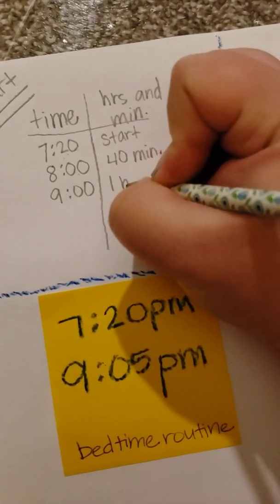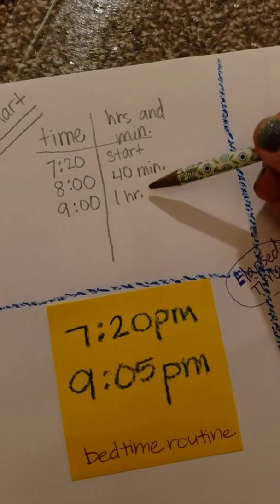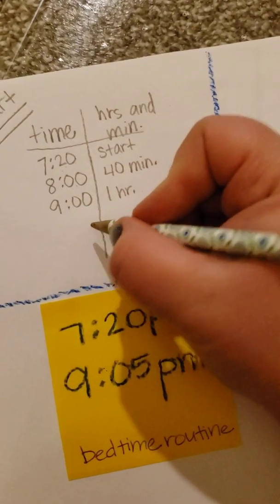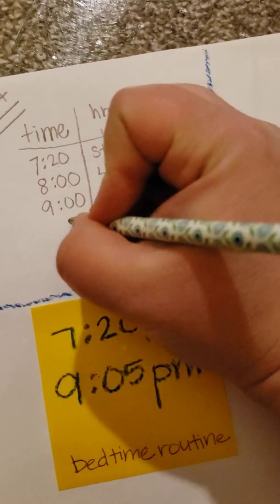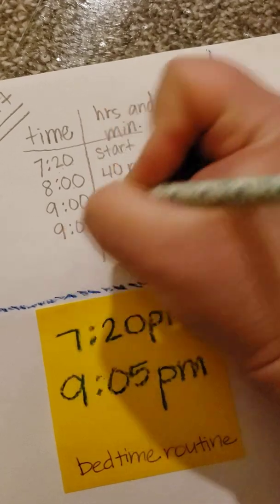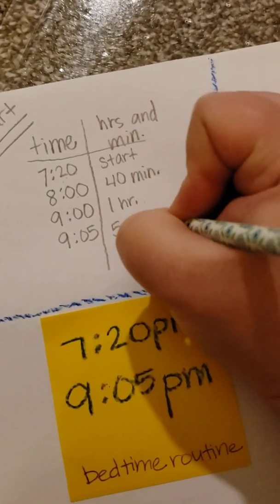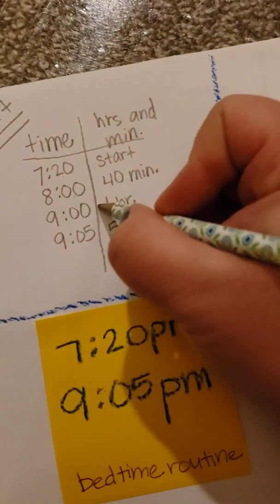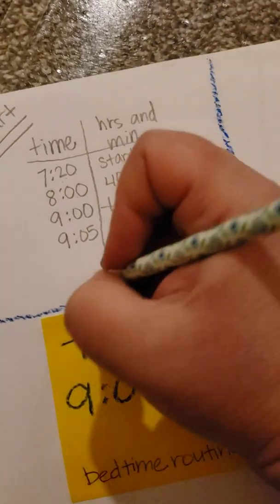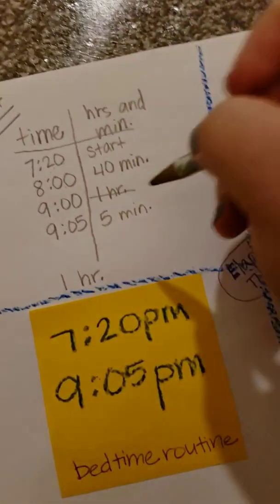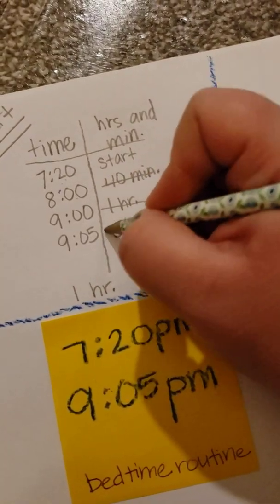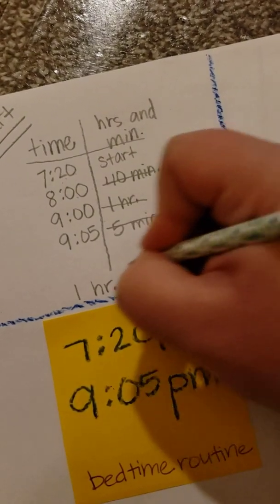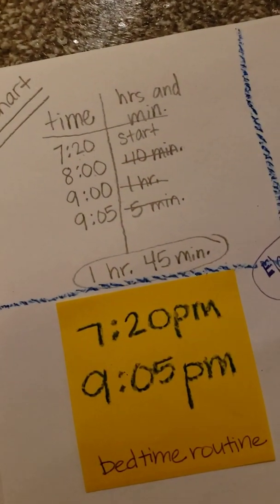That was 1 hour. Notice how I'm labeling these so I remind myself this isn't 40 hours, Mrs. Heva. It's 40 minutes. Now I've got 5 minutes left to get to 9:05. So I'm going to write 9:05. That's my end time, and I jumped 5 minutes. Now I just have to add these up, and I'm going to start with my hours first. I had 1 hour, so I'm going to cross it out to remind myself I counted it. 1 hour, and how many minutes? 40 plus 5, that's 45 minutes. Our bedtime routine the other night took 1 hour and 45 minutes.